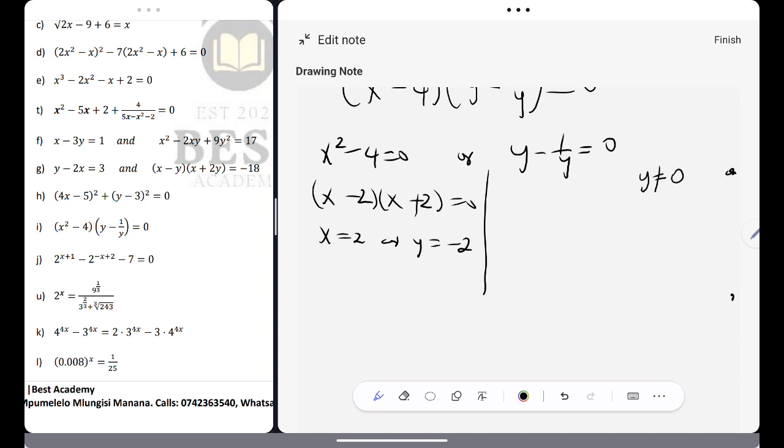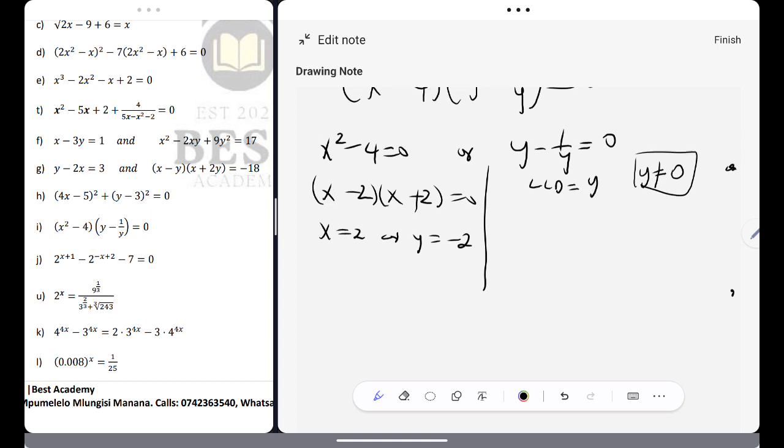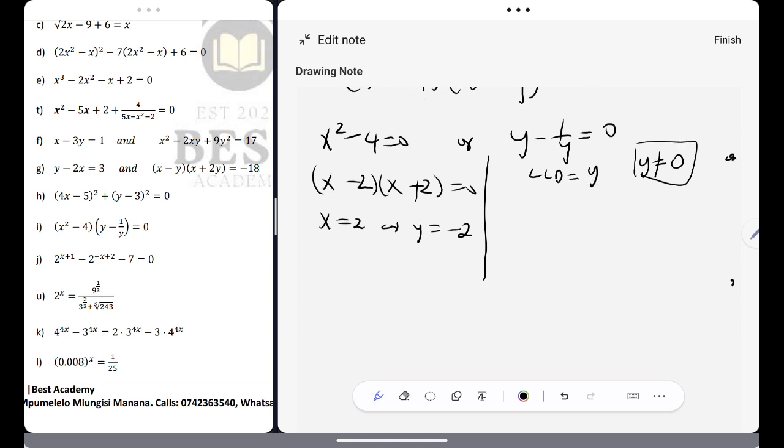So after writing the restriction, I must move on. Multiply everything by the LCD, the lowest common denominator, which is y. If I multiply everything by y, I'll have y squared minus 1 is equal to 0. It's a difference of two squares as well. y and y, 1, 1, minus and plus. Then y is 1, or y is negative 1.